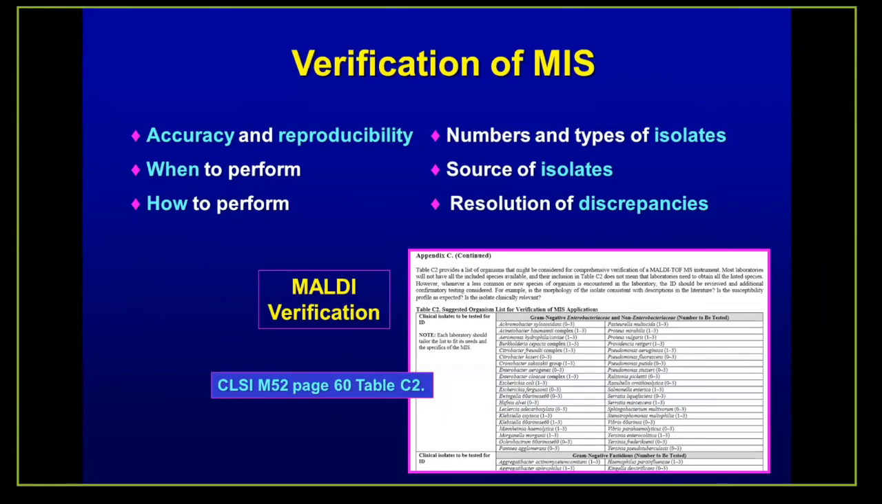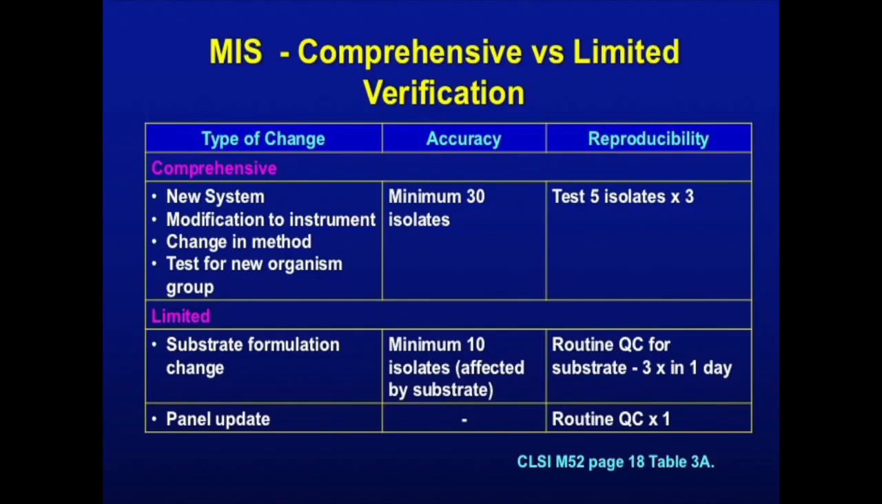In CLSI M52, page 60, table C2, we have this chart explaining some of the different organisms that you might want to take a look at when you're doing verification of your ID system. When you think about how many organisms you need to run for identification systems, you need to assess what type of change you are making.